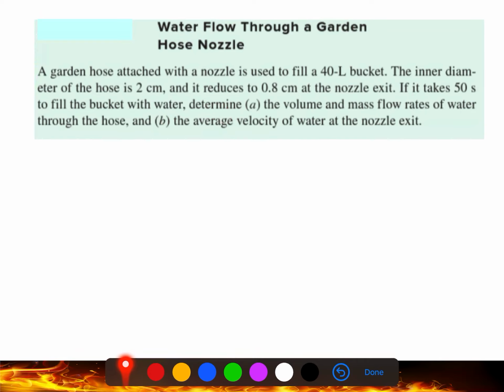we need to determine the volume and mass flow rate of water through the hose. So we're going to calculate the volume and the mass flow rate, and finally the average velocity of the water at nozzle exit. Alright, to solve this problem, I believe you understand what we're looking for here.